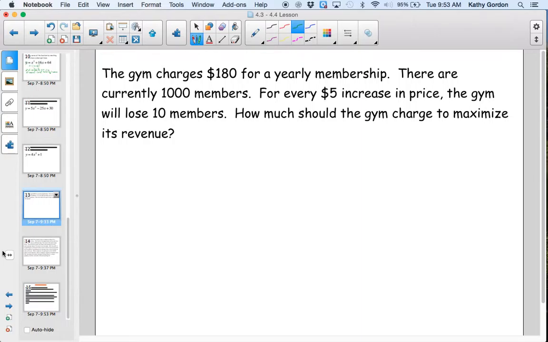So the first thing you need to understand just in general terms is, how do I find revenue? Revenue is just money we take in. It's not necessarily taking into consideration costs or profit or anything like that. It's just money we're taking in. How am I going to figure out revenue in this kind of situation? Price times membership, right? So we'll call it P times M. The price per membership times the number of memberships is going to give us revenue. Make sense?